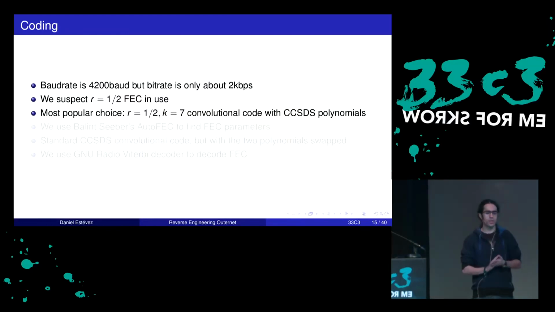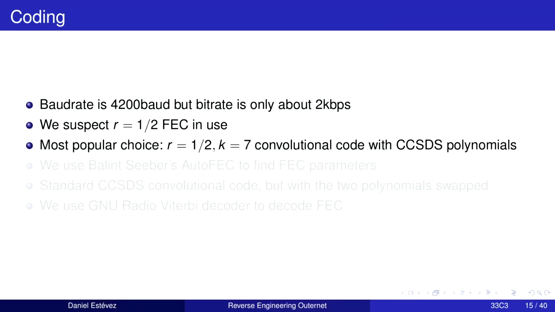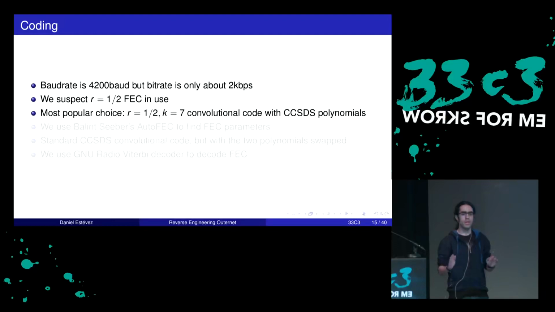What happens with the coding? Well, I have 4.2 kilobaud, but the bit rate is only about half. It's only 2 kilobits per second. That's a number taken from Outernet's webpage. So we suspect that FEC is in use and a rate 1/2 code. What does that mean? That means that half of the bits are spent on error correction. If you get some bit errors, there's no problem. You're spending half of your bit stream on a code which is able to resolve those bit errors.